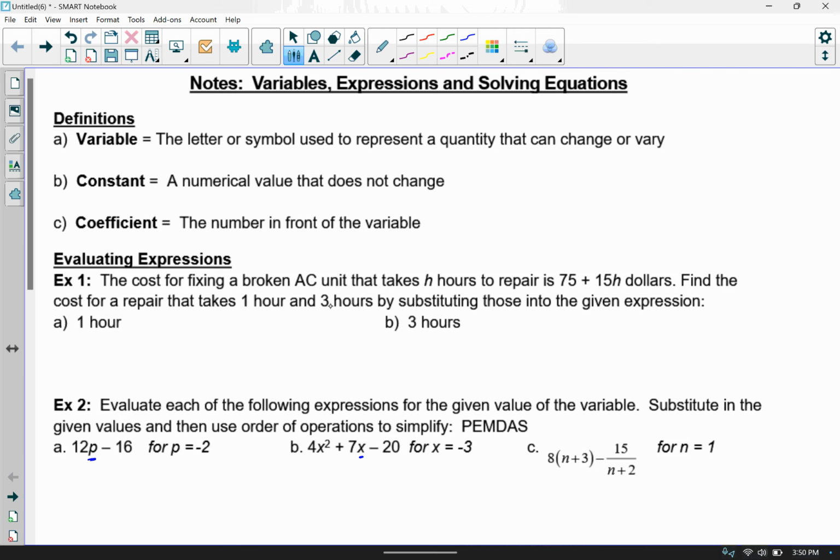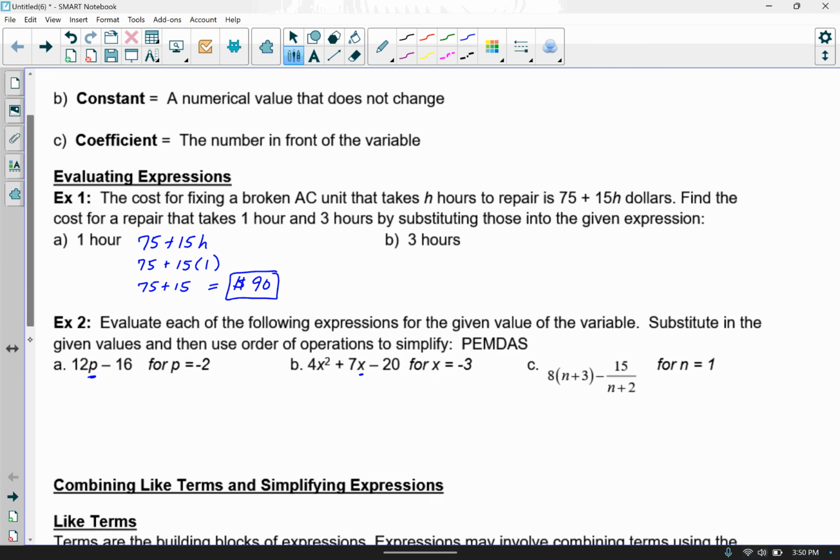We want to figure out what would be our cost if we had someone come out and spend an hour. So here's our formula, 75 plus 15H. And so in place of that H, we are going to put in the 1. And from here, it's just an order of operations. So we know 15 times 1 is 15. And then 75 plus 15 would land us at $90. So that would be your cost if they came out and it only took an hour to do the job. I'll let you do B.